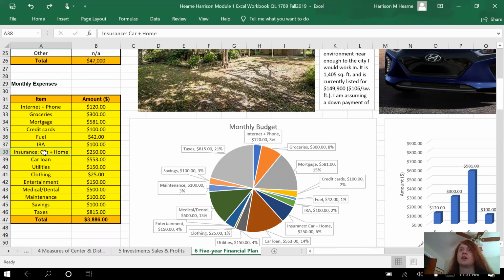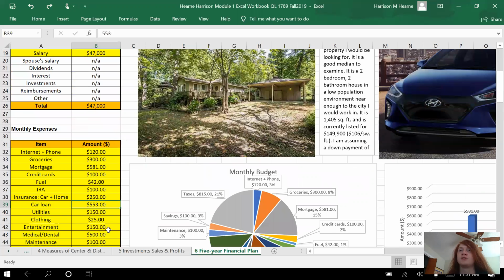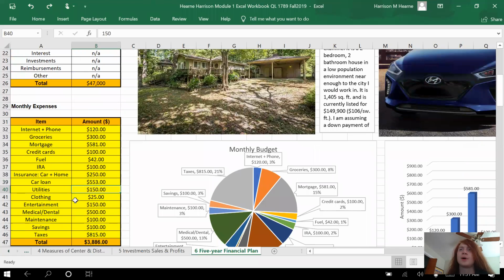We're saying insurance for car and home would cost roughly $250, which is about accurate, and maybe a little less than it should be, but it's about accurate. Then we calculated how much the car loan for this car up here would be, which was $553. Utilities, about $150 a month. That's about how much I pay for utilities now, roughly.